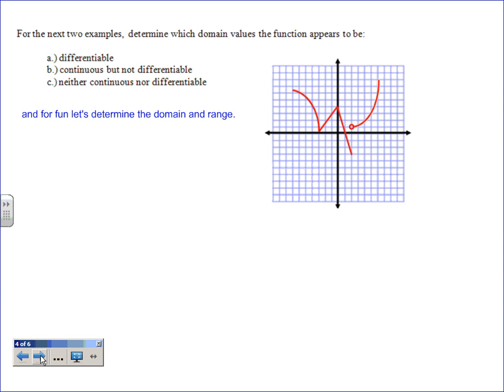Determine which domain values the function appears to be: A, differentiable, B, continuous but not differentiable, and C, neither continuous nor differentiable. And for fun, let's just determine the domain and range, and let's do that first. This point's actually supposed to be down here. Sorry about that, I missed a little bit. That point I did a good job, that one's hitting pretty good. It's just that one point for some reason I couldn't get to work out.